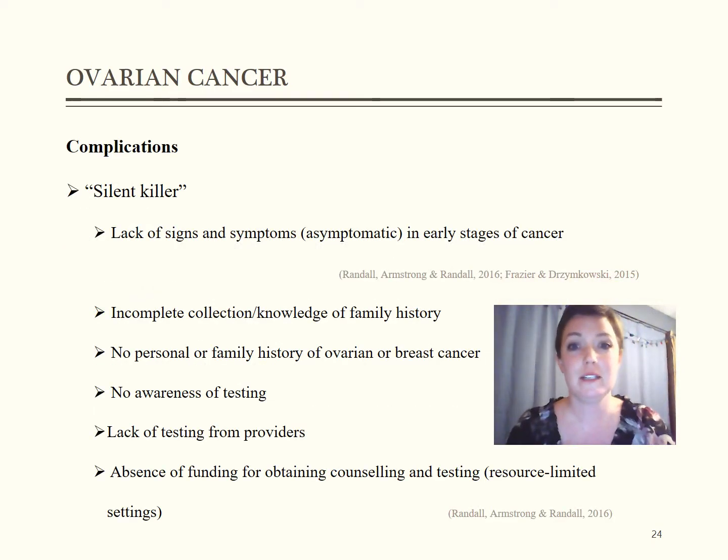There are a few difficulties when dealing with ovarian cancer. First, it can be referred to as the silent killer. Ovarian cancer is commonly asymptomatic in early stages, and by the time a diagnosis is made, the prognosis is poor for the patient. With an incomplete collection or knowledge of the patient's family history, or when there is no personal or family history of ovarian or breast cancer, testing for ovarian cancer is often not assumed. Unfortunately, the lack of provider expertise in ovarian cancer or an absence of funding for obtaining counseling and testing for pathogenic genes are a reality.